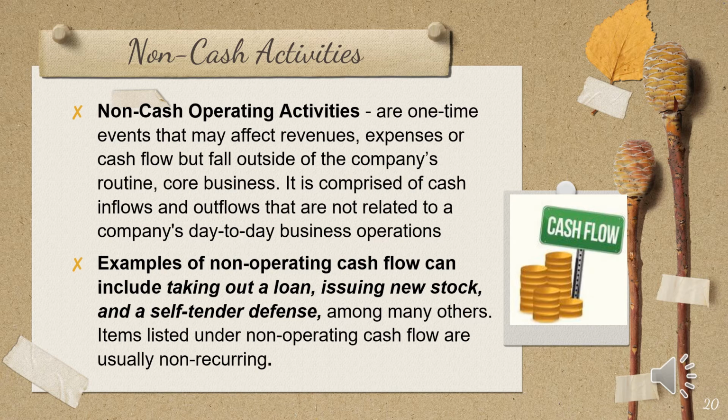Examples of non-operating cash flow can include taking out a loan, issuing new stock, and the self-tender defense, among many others. Items listed under non-operating cash flows are usually non-recurring.